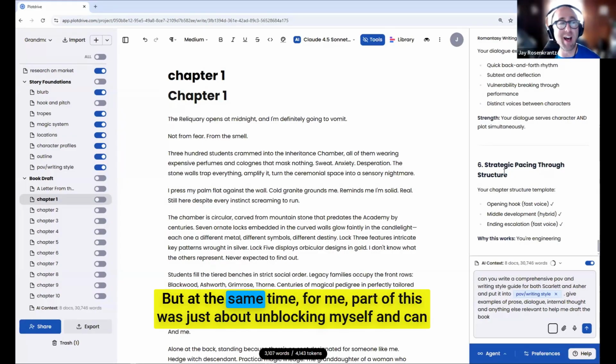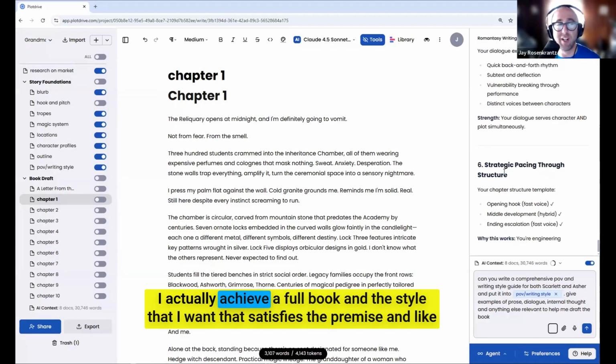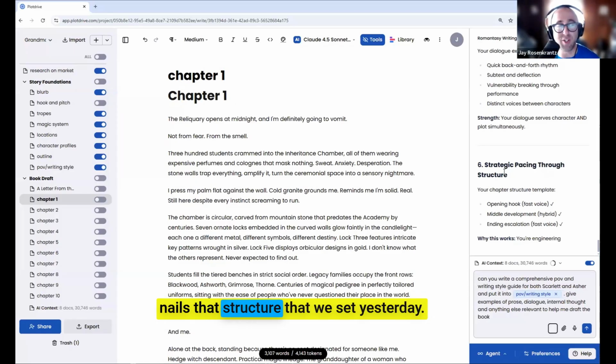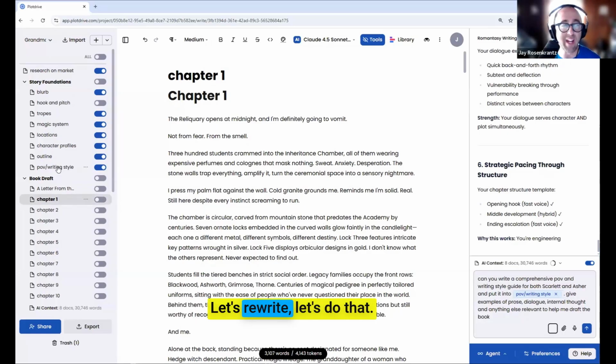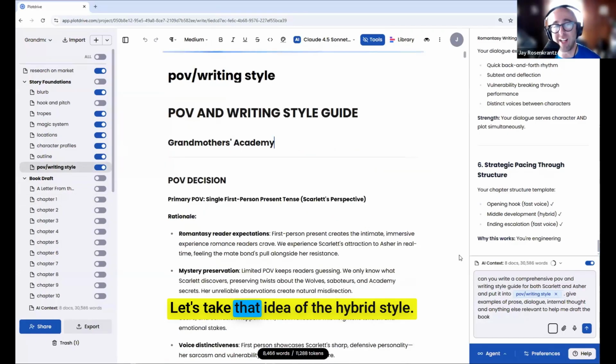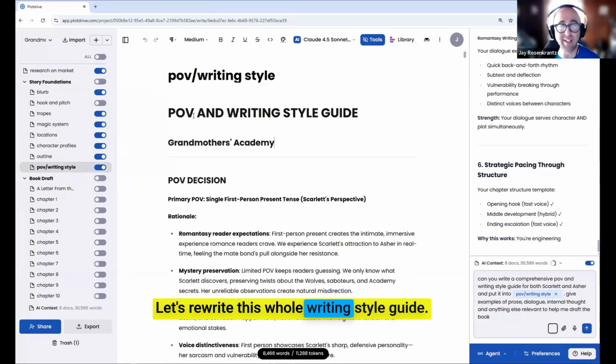But at the same time, for me, part of this was just about unblocking myself and seeing if I can actually achieve a full book in the style that I want, that satisfies the premise and nails the structure that we set yesterday. So I was like, you know what? Let's go for it. Let's rewrite. Let's take that idea of the hybrid style. Let's rewrite this whole writing style guide.